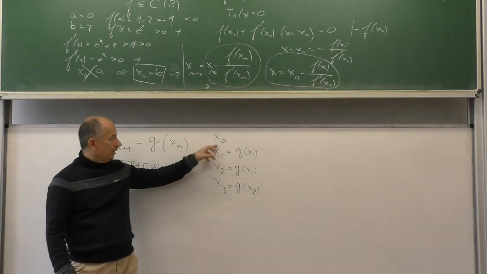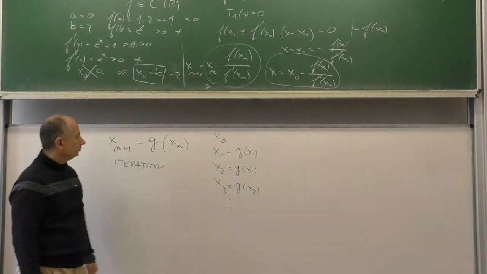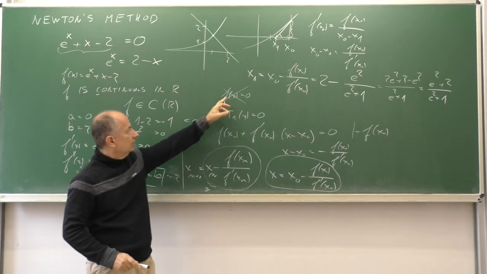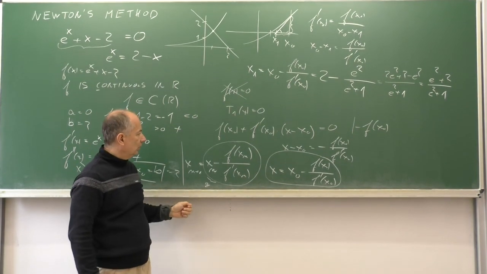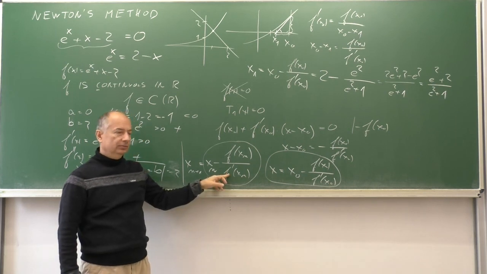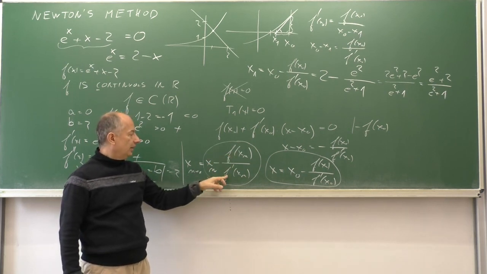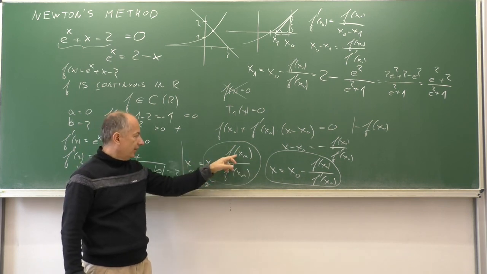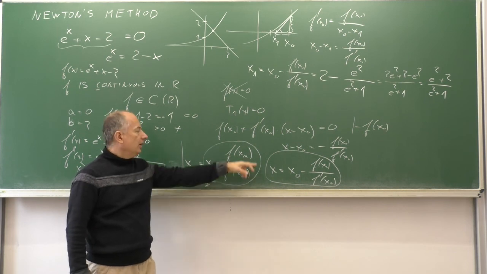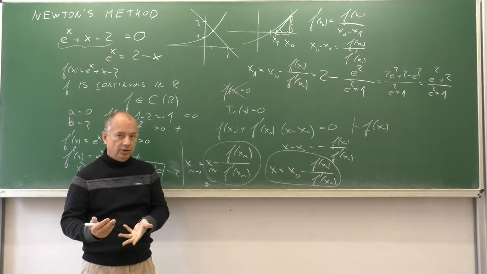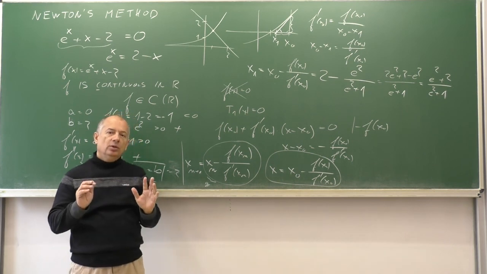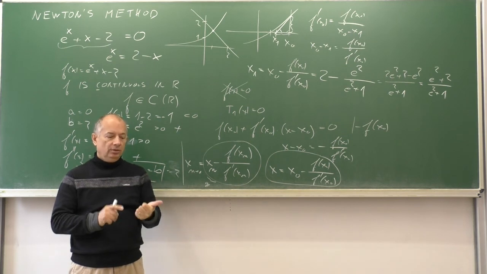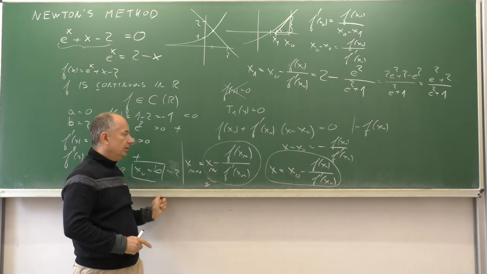So we must choose some initial approximation x0. We are given the function f from the equation. We find the derivative, and knowing f and f derivative, we can build this expression x minus f(x) divided by f derivative of x, and we call this a new function g. So don't be confused. At this point, we have two functions. Function f, the left-hand side of the equation, and function g built in this way.